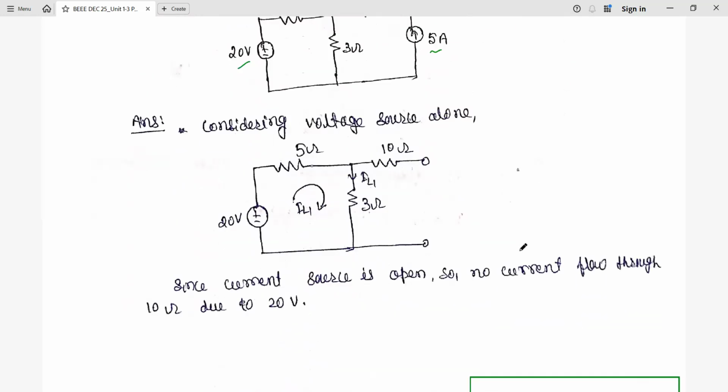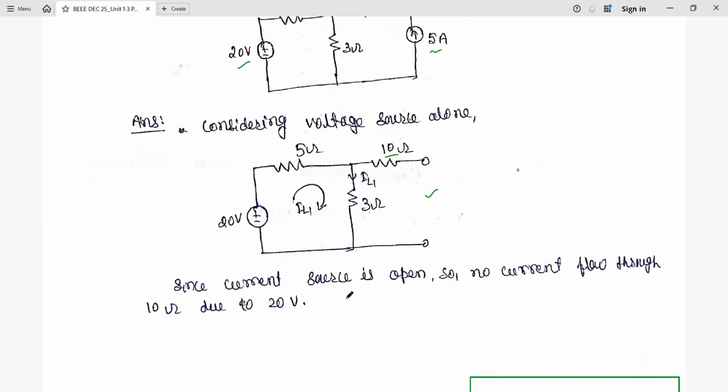Here we first consider the voltage source. When we consider one voltage source, the remaining voltage sources should be shorted and current sources should be open. Here the other source is a current source, so this path is open. Now if you see the circuit, this current will not flow through the 10 ohm resistance since the path is open. Finally, we consider the current IL1 across the 3 ohm resistance, and the same current flows in the loop also.